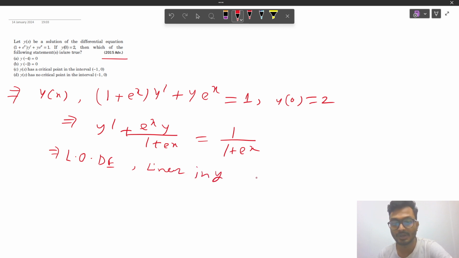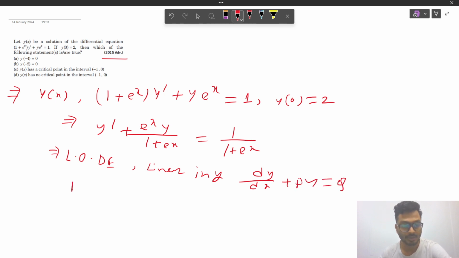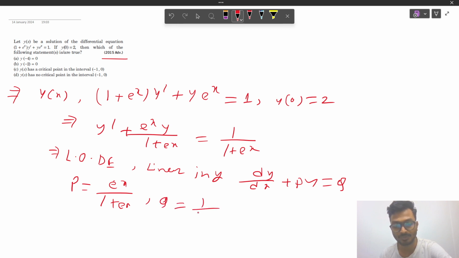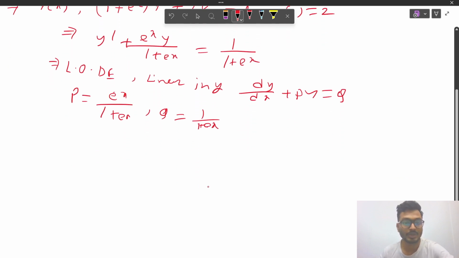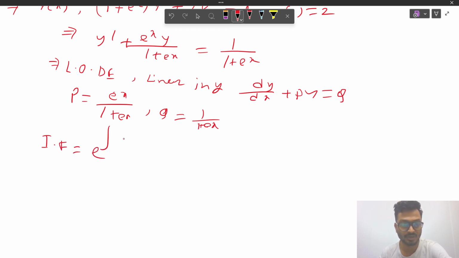So we know that a linear differential equation in y looks like dy/dx + Py = Q. Okay, so here what is P? P is e^x divided by 1 + e^x, and what is Q? Q is 1/(1 + e^x). Now we have to find the integrating factor. What is the integrating factor? It is e to the power integral of P dx.